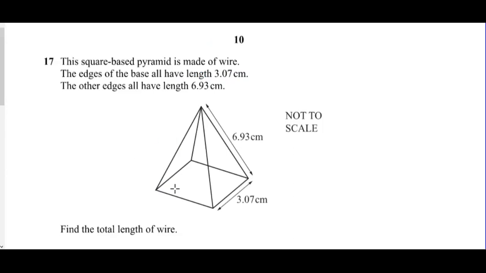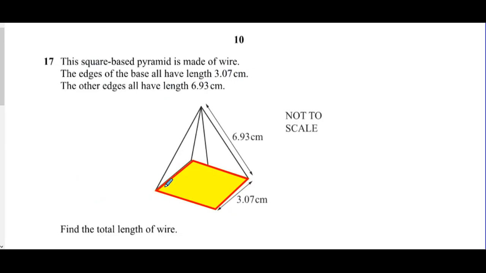This square-based pyramid is made of wire. The edges of the base all have length 3.07 centimeter. So this is the base. That is the base of this square pyramid. You see the base. Now, the edges of the base all have length 3.07 centimeter.